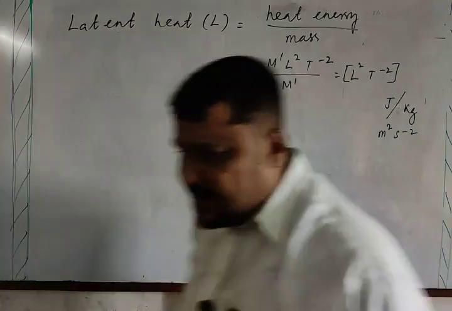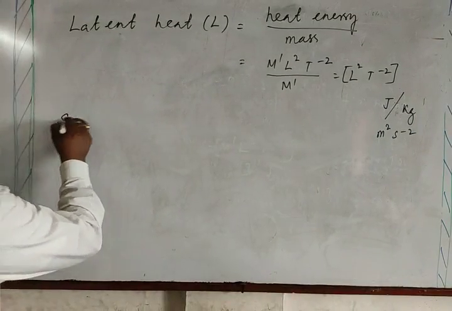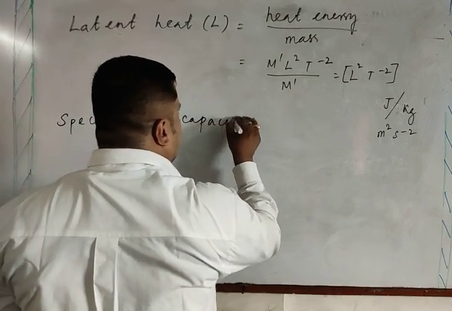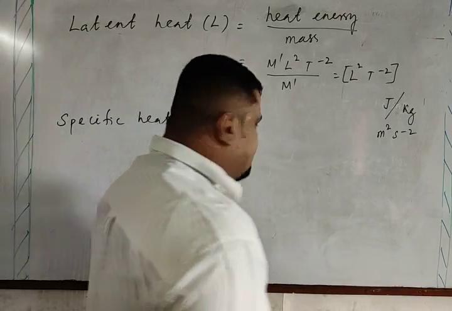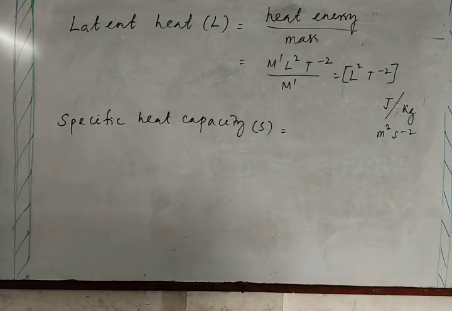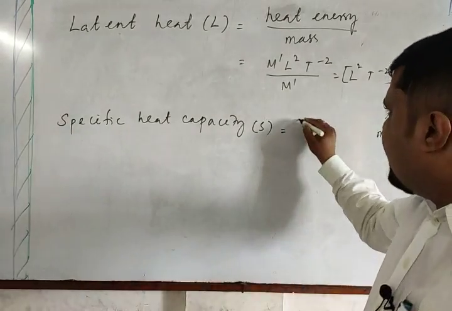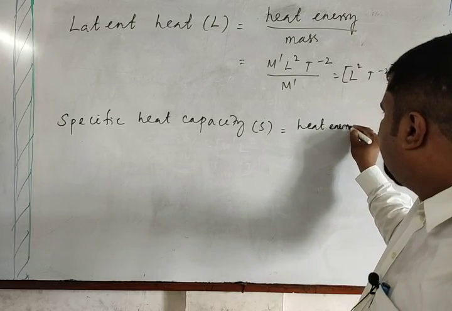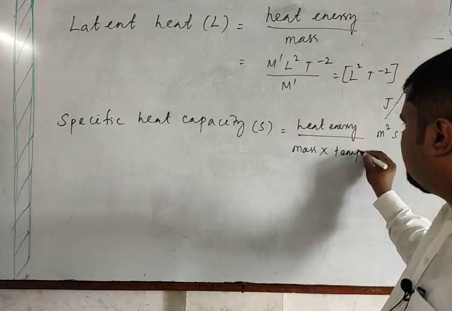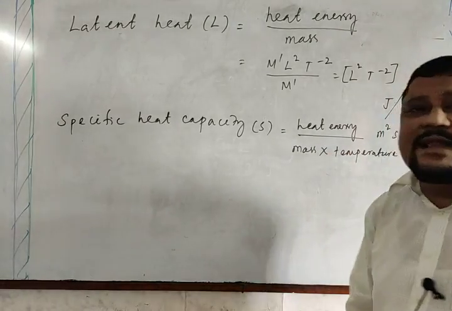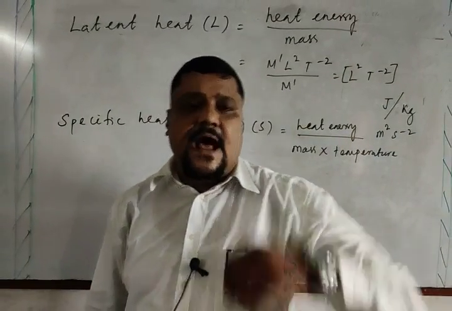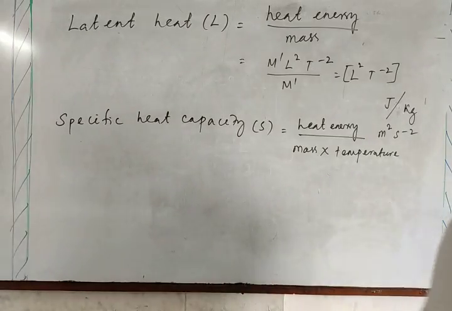Then another physical quantity that comes in heat phenomena is the specific heat capacity. That is generally taken as S or C. What is the specific heat capacity? It is the heat energy required per unit mass of a substance to raise its temperature through 1 degree centigrade. Take a unit mass of substance, 1 kg, raise its temperature 1 degree centigrade, then how much heat energy is given? That is called specific heat capacity.